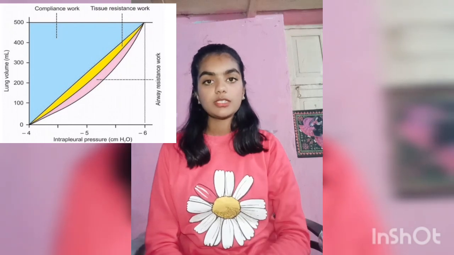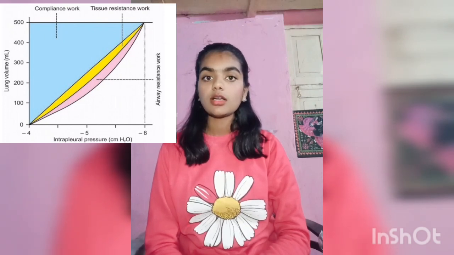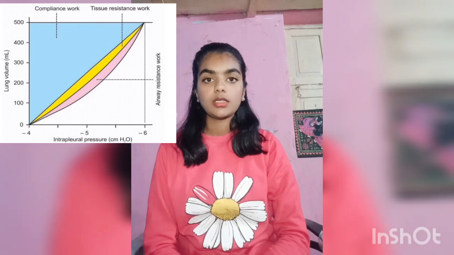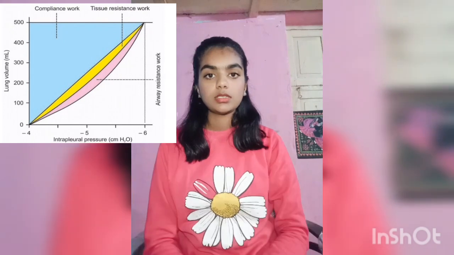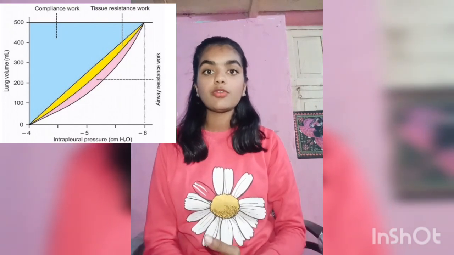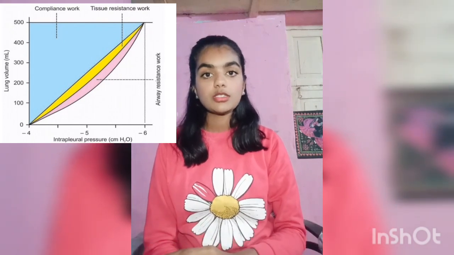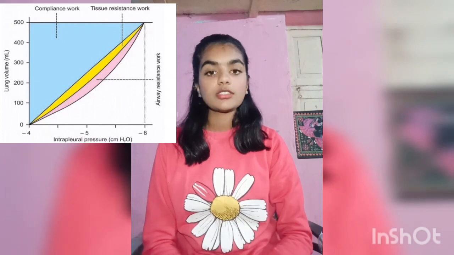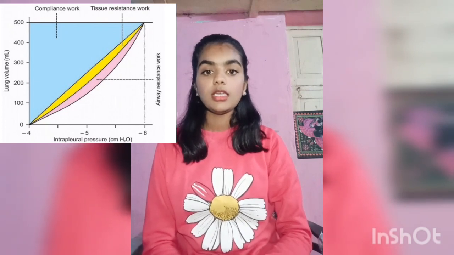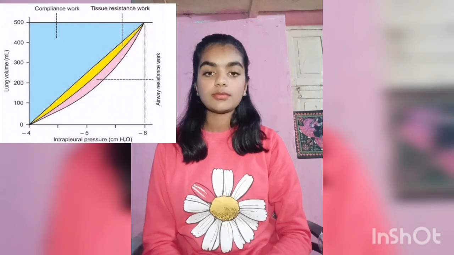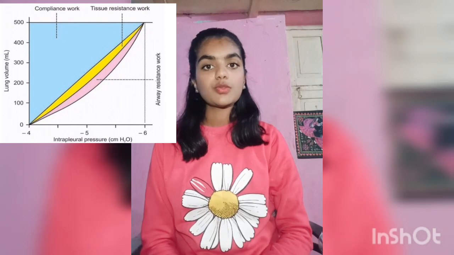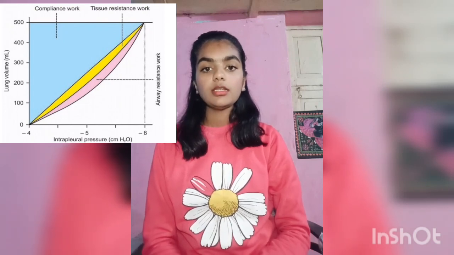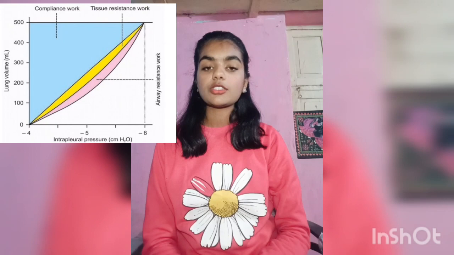As we go for inspiration, there is a change in the volume and the pressure, so it is known as the compliance work. You can see here it is noted by the blue color. Now we have to do the extra work. For that, the tissue resistance work and the airway resistance work are done. You can see the yellow and pink lines. The yellow color denotes the tissue resistance work, and the pink color denotes the airway resistance work.